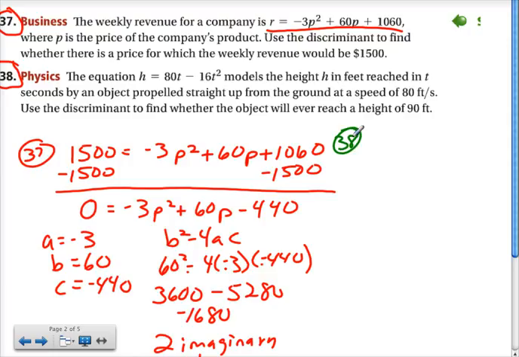The equation h equals 80t minus 16t squared models the height h in feet reached in t seconds by an object propelled straight up from the ground at a speed of 80 feet per second. Use the discriminant to find whether the object will ever reach a height of 90 feet. So 90 is going to be our little h here.